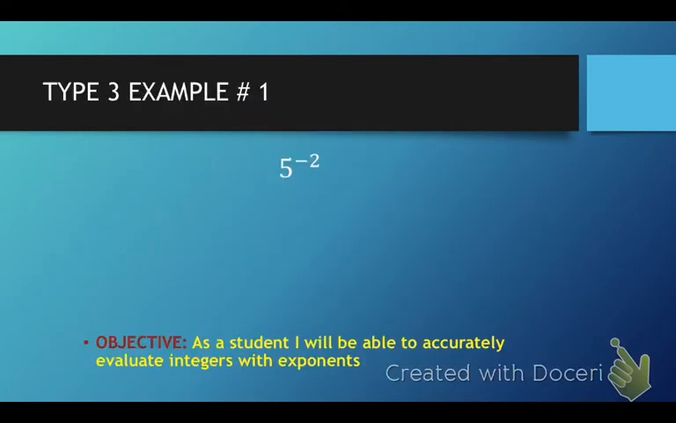Let's move on. Here is example number 1. We have 5 to the negative 2nd power. 5 to the negative 2nd power is the same thing as 1 over 5 squared.